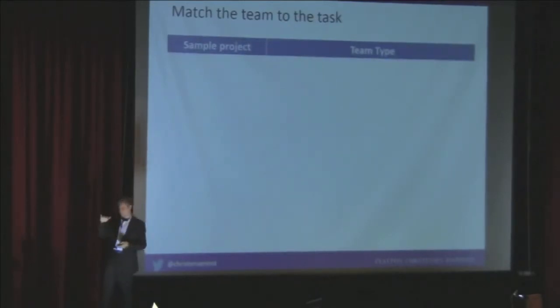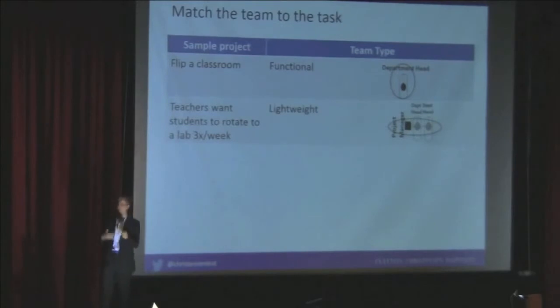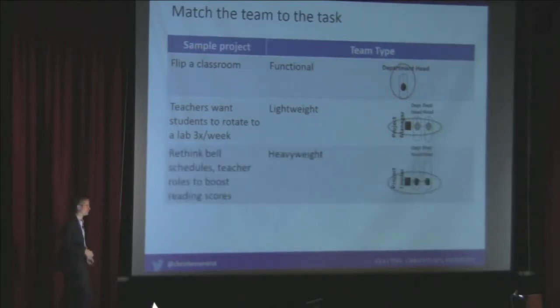And so in the book, we say, depending on the type of problem, that starts to tell you what type of team you need to bring against it. So if you're simply flipping a classroom, that's within a classroom, one teacher or department, for example. If you want to rotate students out to a learning lab 3 times a week, for example, you're going to actually need to coordinate across the school in what we call a lightweight team. A heavyweight team would be, we actually want to rethink schedules, the use of time, the use of space, in a much more fundamental way. And so we need a heavyweight team that can actually rethink the schooling architecture.